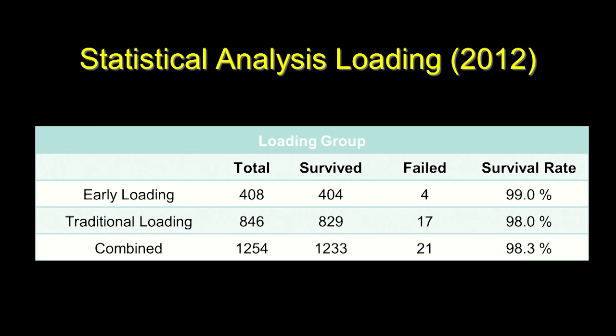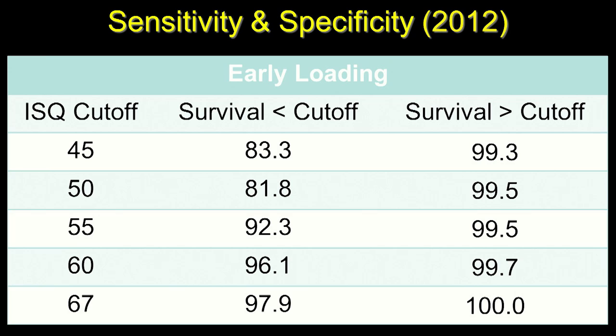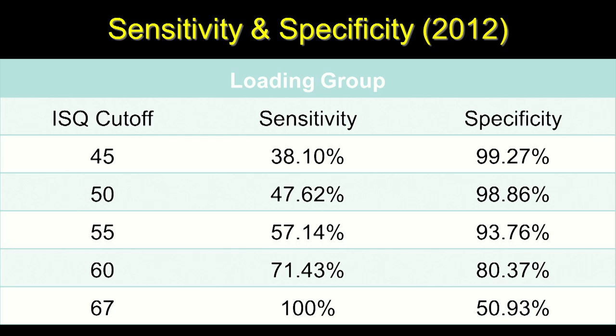Essentially, what this means is that it's a continuum that we're seeing. And if we look at these cutoff values and the survival, you can see that we're getting increasingly closer to identifying a cutoff value of 67 if you want 100% survival. Now, when we look at the loading group, again, looking at sensitivity and specificity, we're seeing again the 100% range at an ISQ cutoff value of 67.